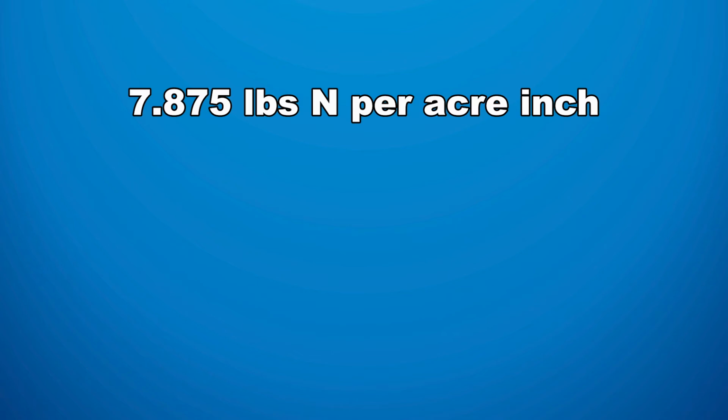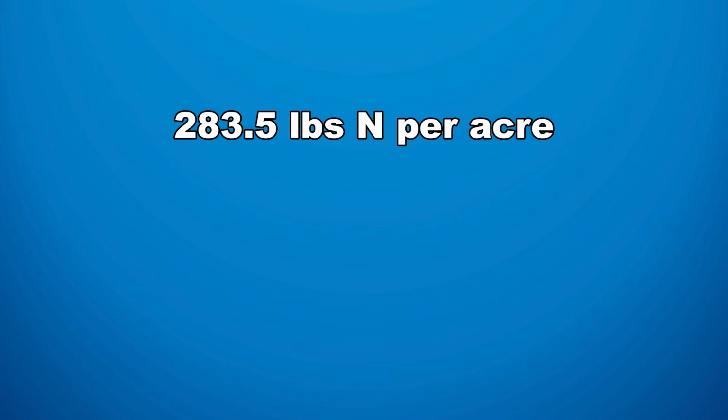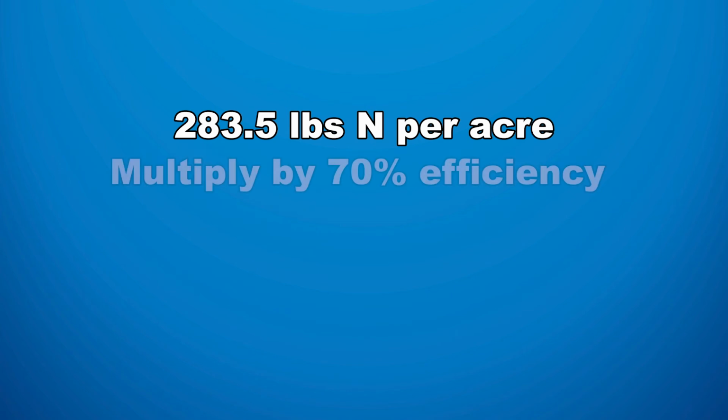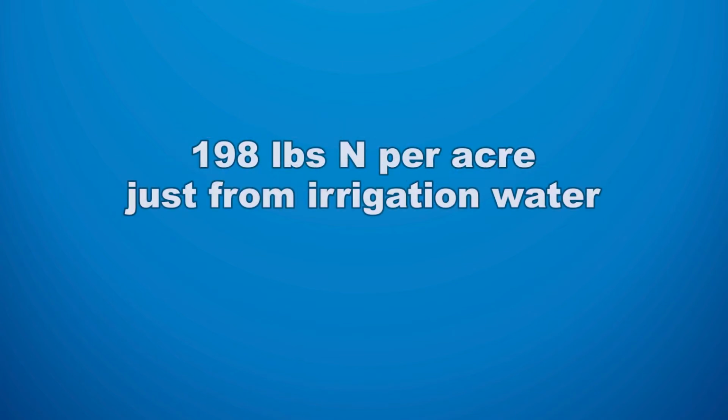If you apply 36 acre inches, or 3 acre feet, of water during the growing season, the total is 283.5 pounds of nitrogen per acre each year. There's one more step. You need to multiply that 283 pounds times the crop nitrogen use efficiency and the efficiency of your irrigation system. As a rough estimate, let's use 70% efficiency for both. At 35 parts per million and 70% efficiency, you should include about 198 pounds of nitrogen per acre in your overall nitrogen budget just from your irrigation water.